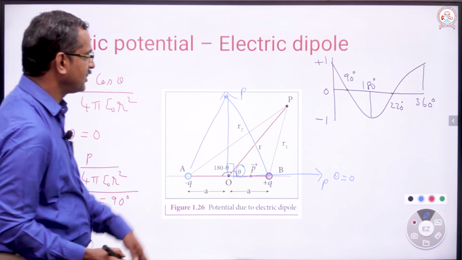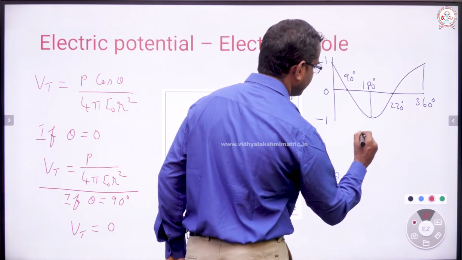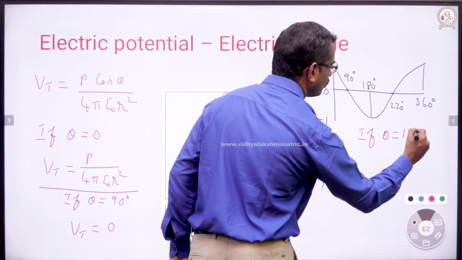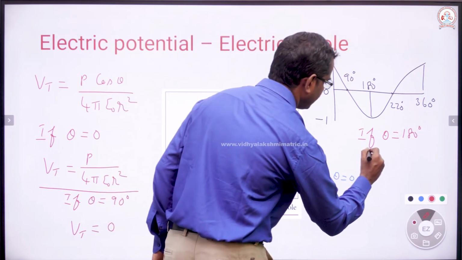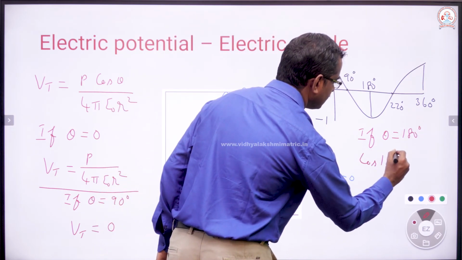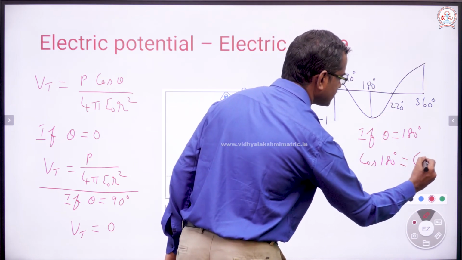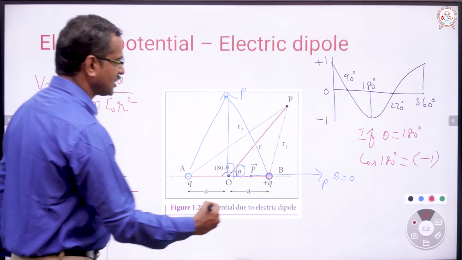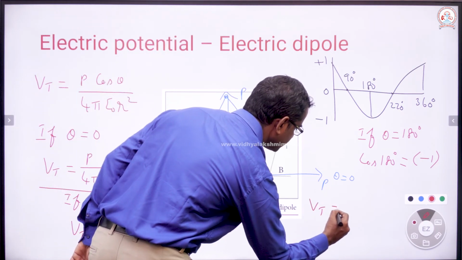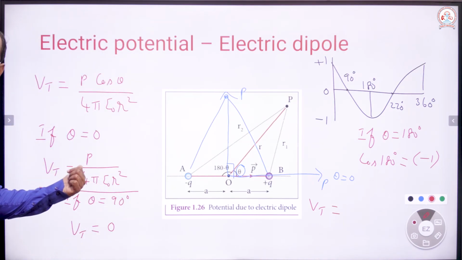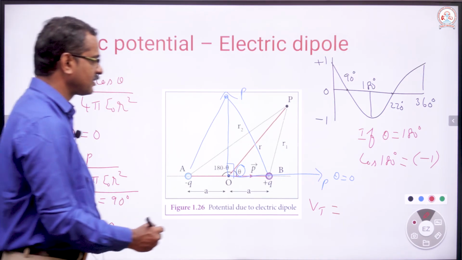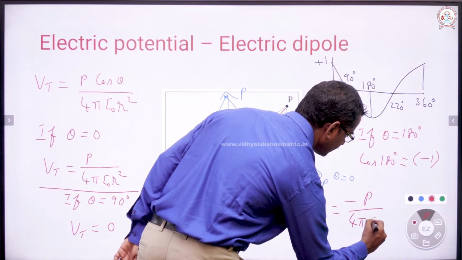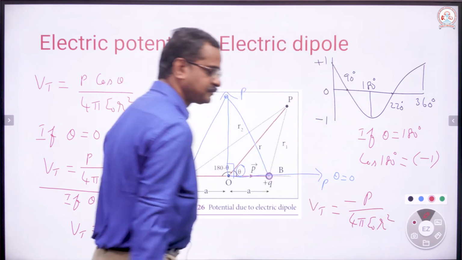If theta is equal to 180 degree, cos 180 degree is equal to minus 1. Then the total potential is equal to minus p divided by 4 pi epsilon naught r square.